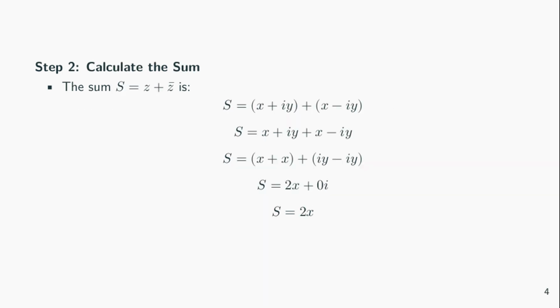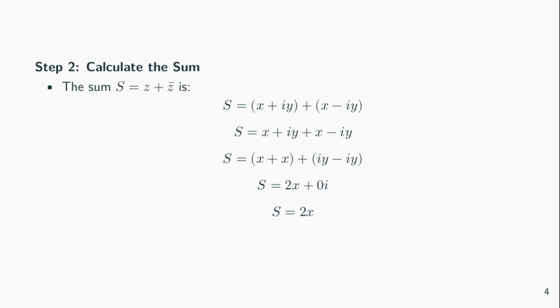Now for step 2, let's calculate the sum. The sum, which we'll call s, is z plus z bar. Substituting our definitions, that means s equals (x plus iy) plus (x minus iy). Removing the parentheses, s equals x plus iy plus x minus iy.